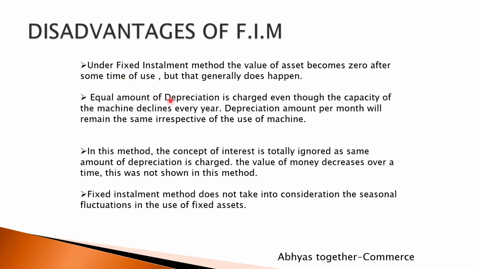Then an equal amount of depreciation is charged even though the capacity of the machine declines every year. In the initial year, the capacity of the machine or asset will be very high, and it produces more quantity of products. Similarly, at a later point of time, when the capacity of the machinery decreases, the production will decline.